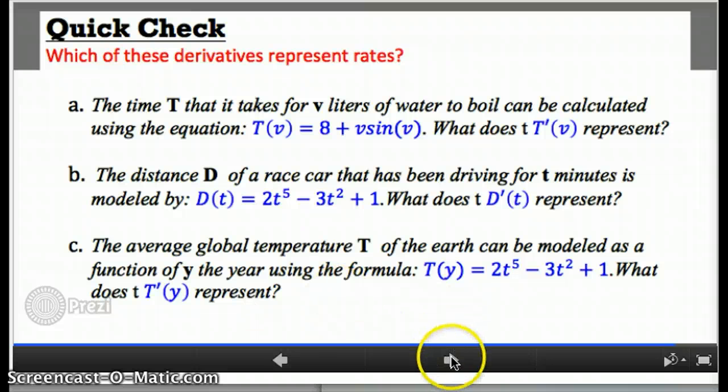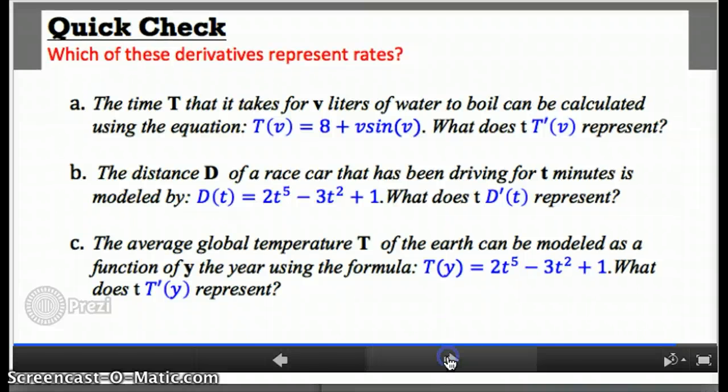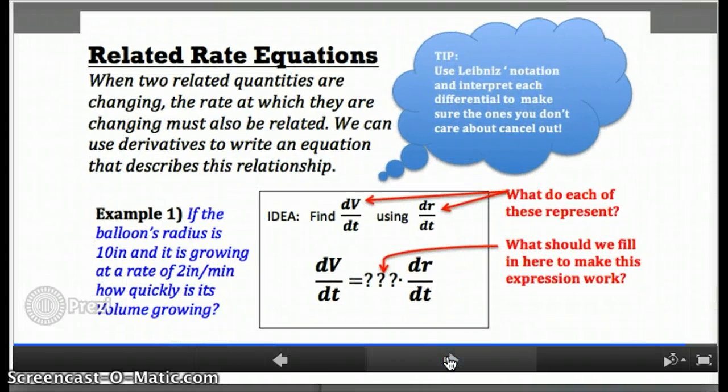Now that you know how to recognize when a derivative is a rate, we can talk about what it means for two rates to be related. When two related quantities are changing, the rate at which they're changing must also be related. This should make sense to you. When we have the balloon, which is expanding, its radius is expanding at the same time that its volume is expanding. It's like two different ways to measure what's changing.